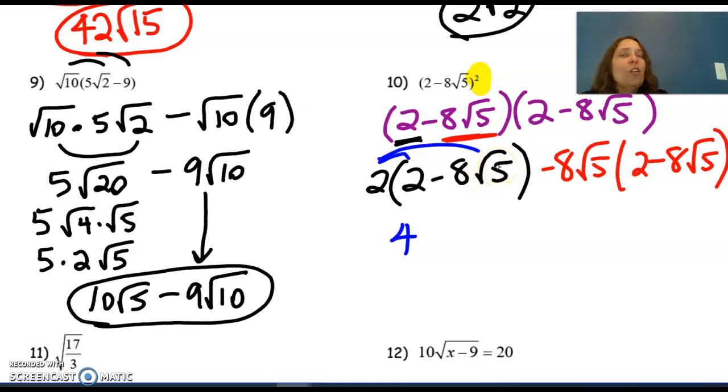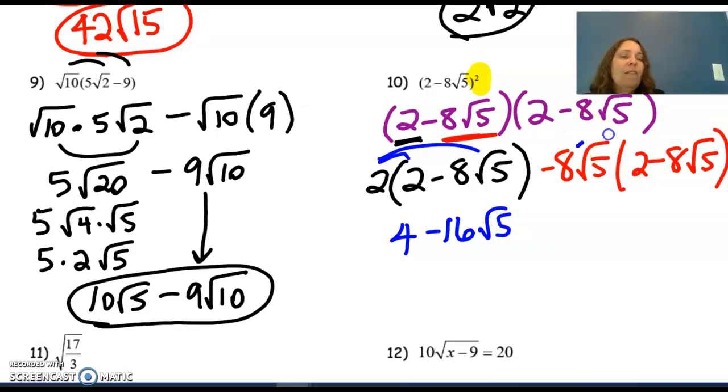That's a lot of parts. Just always think sign, then coefficient, then radical. So positive 2 times a negative 8, that makes a negative 16. Then the radical 5 just follows along with it.